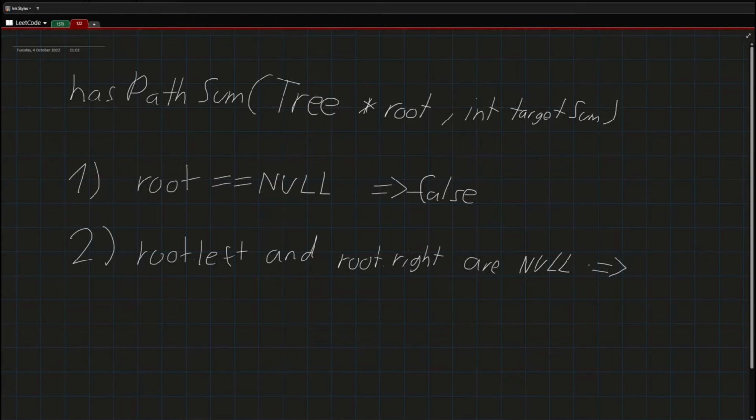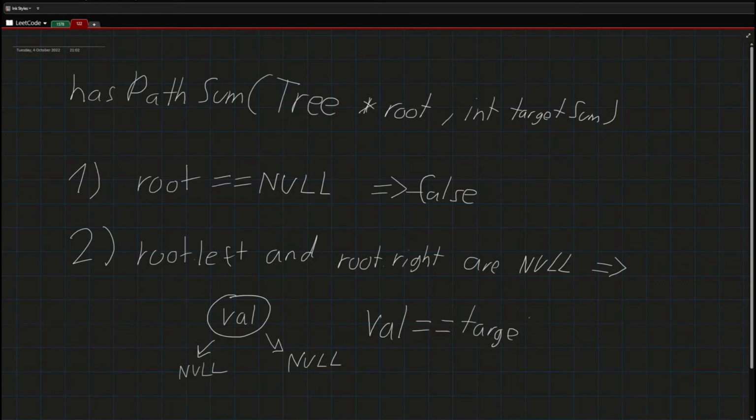So when do we have the target sum in that case? Well, our tree looks like this, and in here is a value, and left is null and right is null. So the only way to make the root path is to, well, start and end at the root. So we can return whether the value is identical to the target sum. If yes, then we found such a path. If not, then there can be no such path.